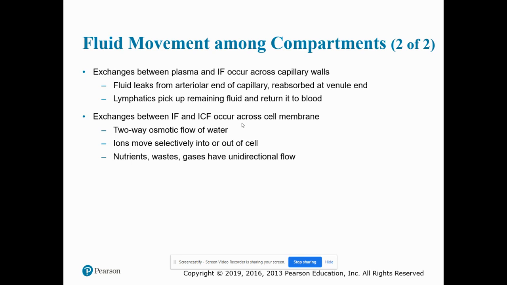Exchanges between plasma and interstitial fluid occur across capillary walls. Fluid is going to leak from the arterial end of the capillary and is reabsorbed at the venous end. We went over this in chapter 19. Whatever's left in the interstitial fluid is picked up by the lymphatic system and returned to the blood. The exchanges between interstitial fluid and intracellular fluid occur across the cell membrane. This is going to be a two-way osmotic flow of water. Ions will move selectively either in or out of the cell. However, nutrients, waste, and gases have a unidirectional flow.